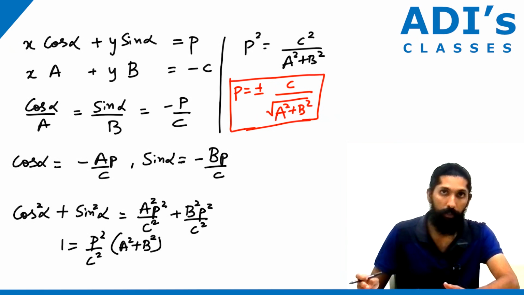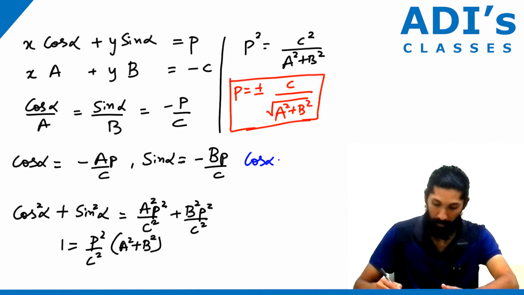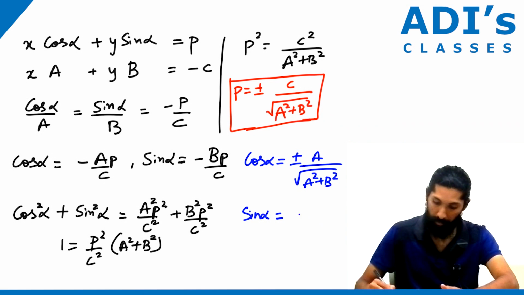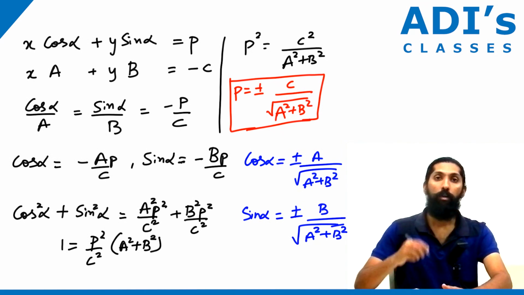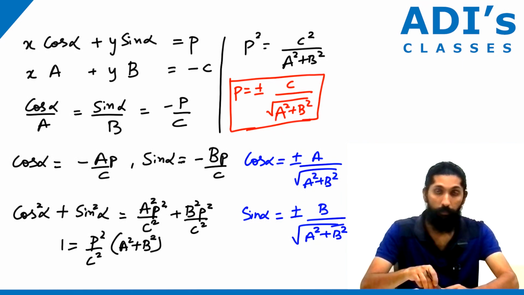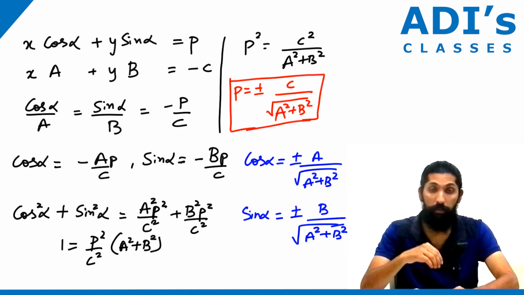Once we know the value of P, we need to calculate cos alpha and sin alpha also, correct? Same way if we do, we'll get cos alpha is equal to plus or minus A by root of A square plus B square. Okay, and then same way sin alpha becomes plus or minus B divided by root of A square plus B square. Now, from the general form, we can get to know what is the value of the normal form also, correct? And how we can frame the equations in the normal form, isn't it? So this is the normal form.